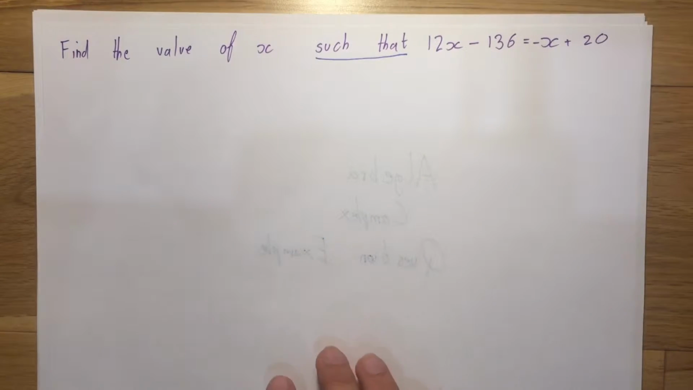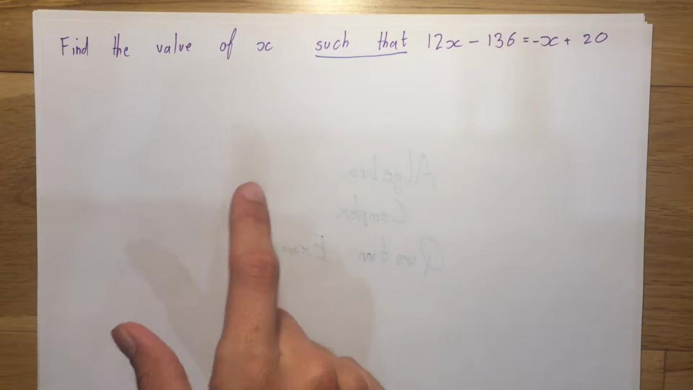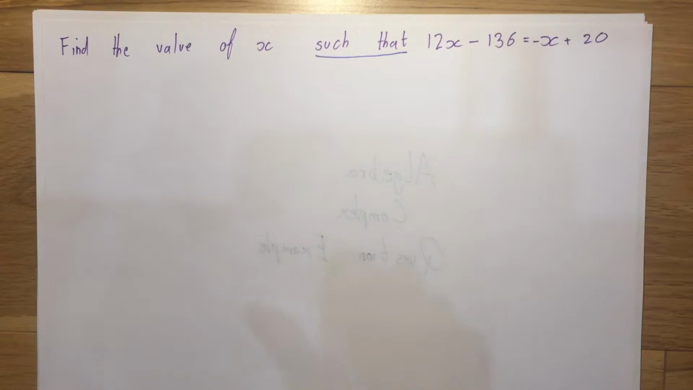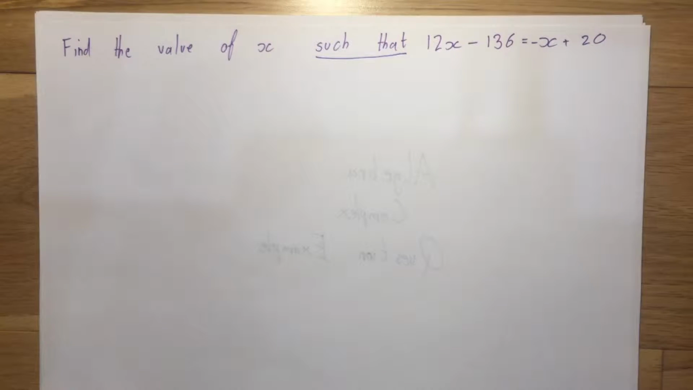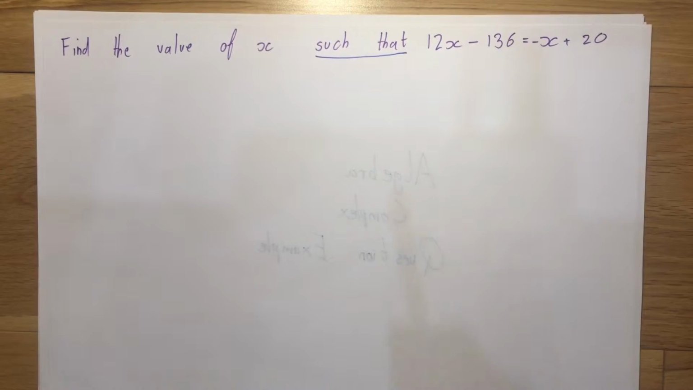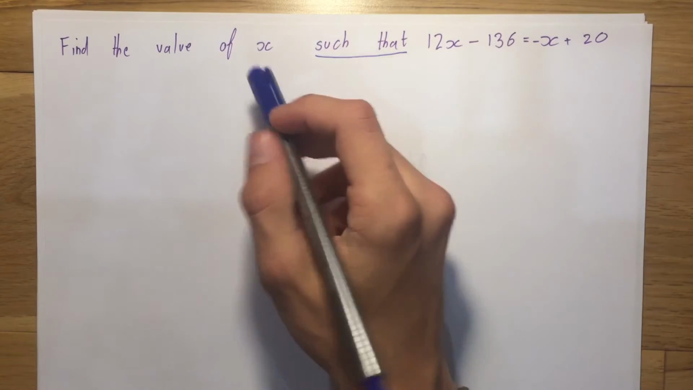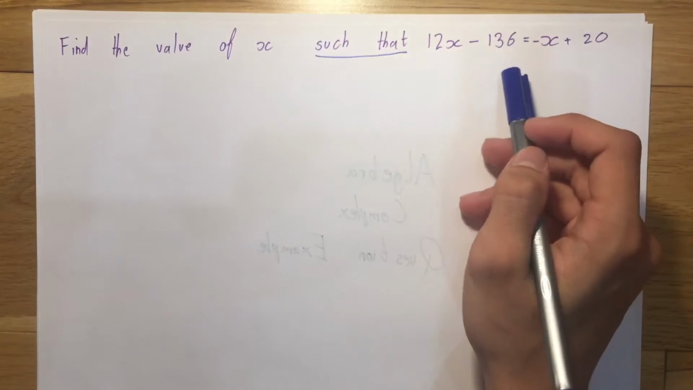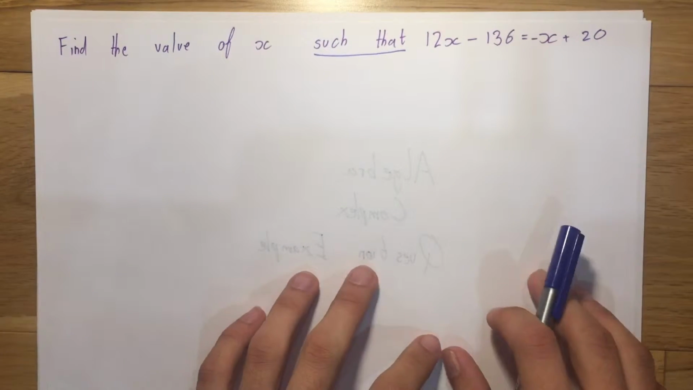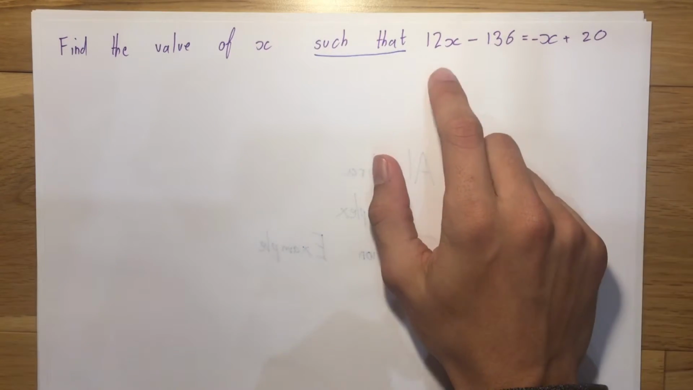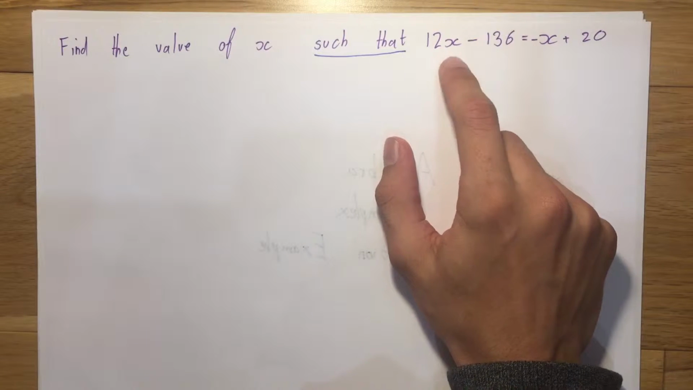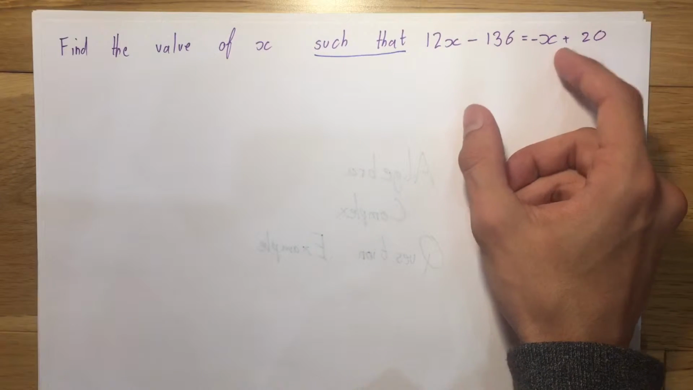So in this question we have to find the value of x such that 12x minus 136 is equal to minus x plus 20. Such that simply means we need to find the value of x that satisfies this equation. So we need to find the value of x that when we put it in this side is equal to the value on this side.